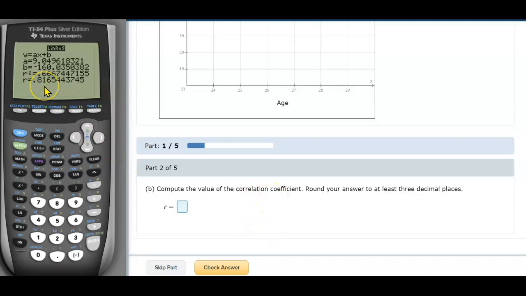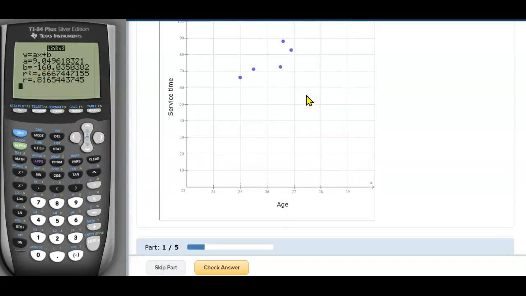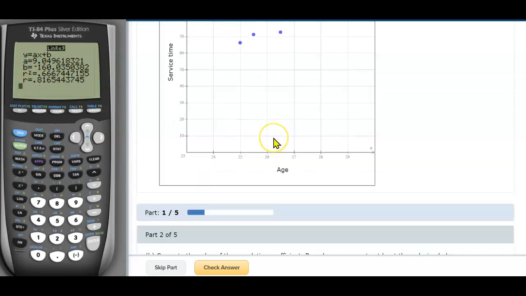So if the R is positive, it means that the line has a positive slope. And as you see here, A is 9.049, right? So it's a positive slope. And if it is negative, then A is going to be negative, you're going to have a negative slope, and the line is going to go downward. All right. So that's what we needed.